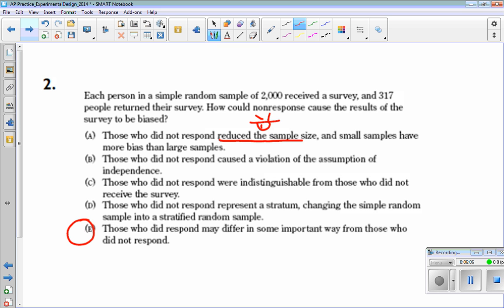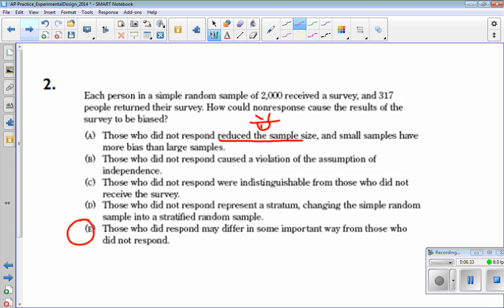All right, what do you think about letter B? Would it be biased if everyone in the survey did what they were supposed to do? Would that be bias? No. Okay, so that's not it. The only bias here is non-response, because a whole bunch of people didn't respond to it. That's the only source of bias here. The type of bias is non-response bias.